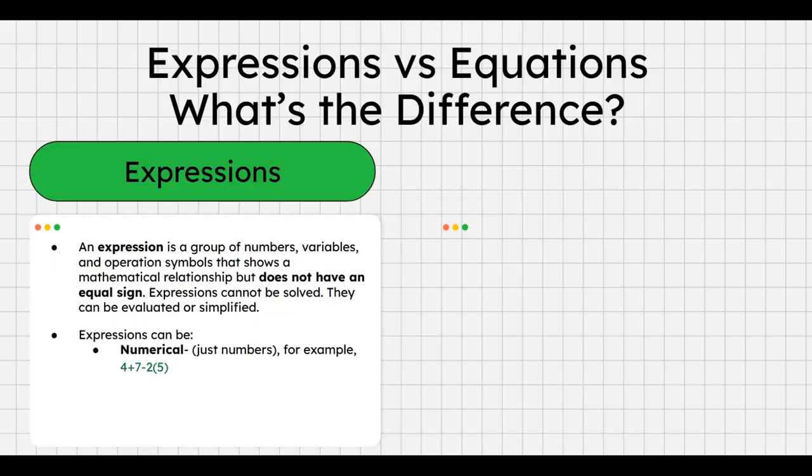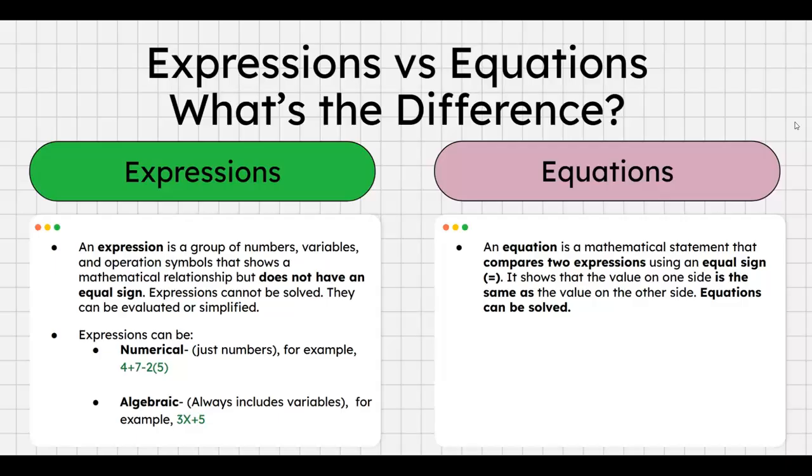So expressions can be numerical, just numbers. For example, 4 plus 7 minus 2 times 5. Now some of you might argue and say, hey, you can solve that. Only if you put an equal sign, and if you put what that equals, you've now made an equation. This is just something that we could evaluate at this point. Expressions can also be algebraic, and these are, at this point, the ones that we're going to be focused on in this class. Algebraic expressions always include variables. For example, 3x plus 5.